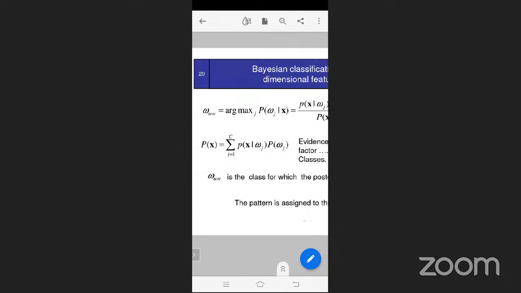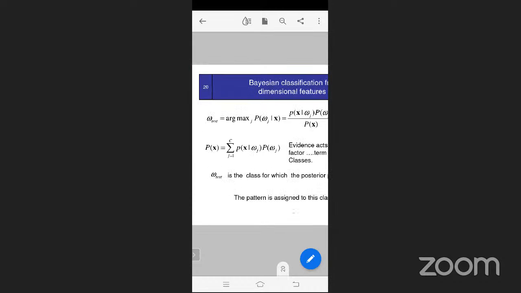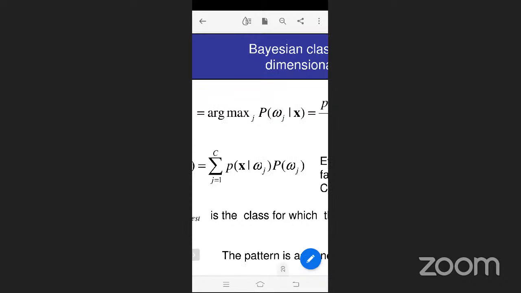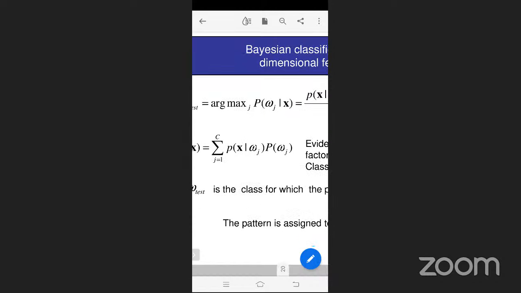So that's what I'm saying. The assigned class will be argmax of probability of omega j given x vector over all j. Argmax means the index, the index of the class that gives the maximum posterior probability.